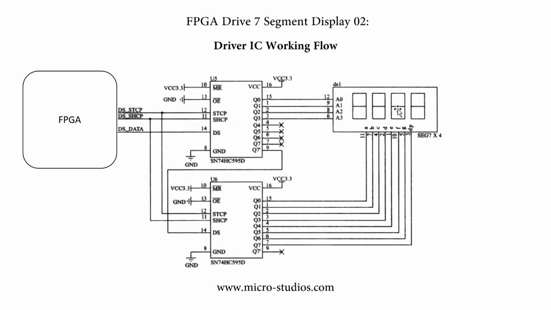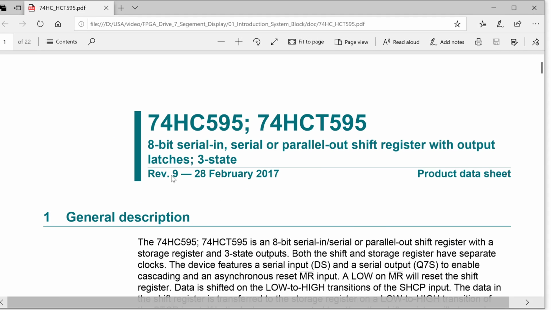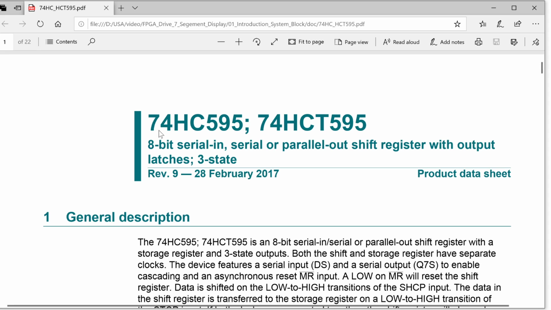So let's take a look at the data sheet for this logic IC. Okay, this is the data sheet. This IC is the 74HC595. We use this IC. It is an 8-bit serial-in, serial or parallel-out shift register. So it has two functions, serial out or parallel out.